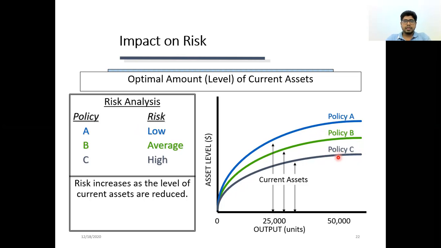And policy C here, they are keeping a minimum level of current assets. So therefore, they are unable to maintain enough inventory, enough money in hand, and they have very rigid credit policies for customers. Then we are at high risk in policy C, right? So risk increases as the level of current assets is reduced. There is a negative relationship, right?